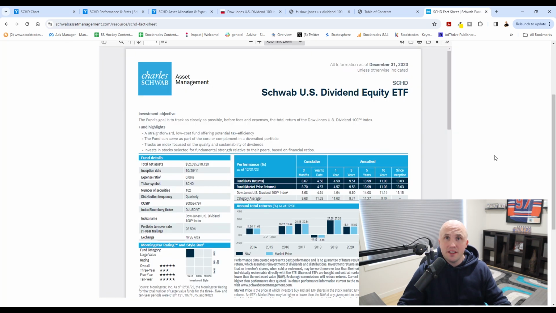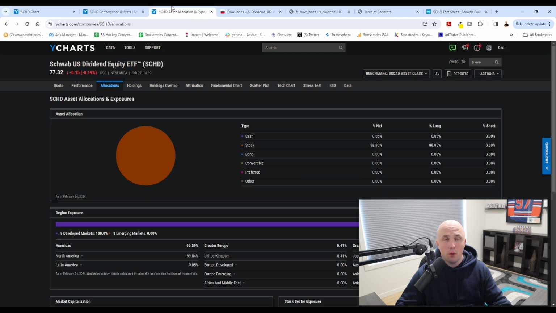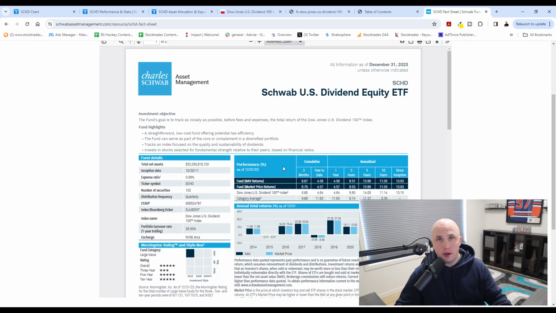So in terms of performance, how has SCHD performed? Well, it's performed pretty well. When we look to it on a benchmark basis, remember, this is an index fund. It aims to track the Dow Jones U.S. Dividend 100 Index, which it has done very well. You'll see that it slightly underperforms, but that's going to be the same with any index fund. It's not going to be able to keep up with the index just because of relative performance drag.